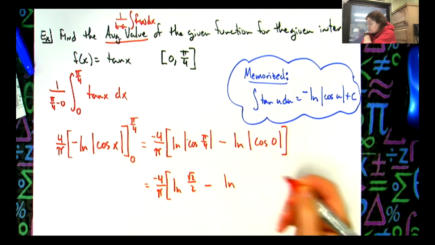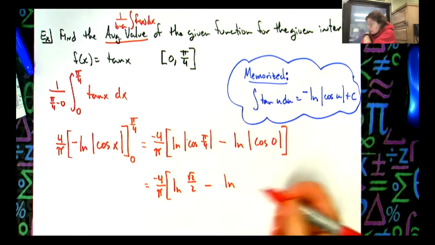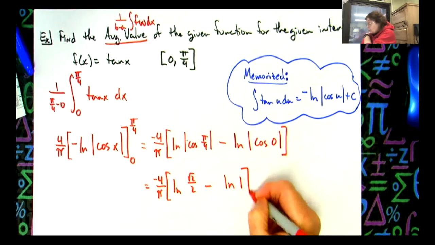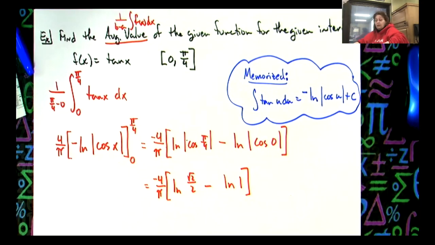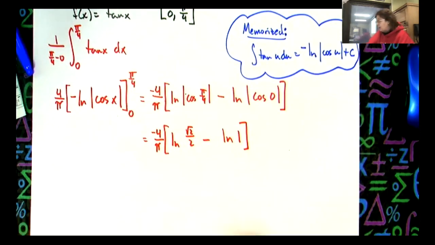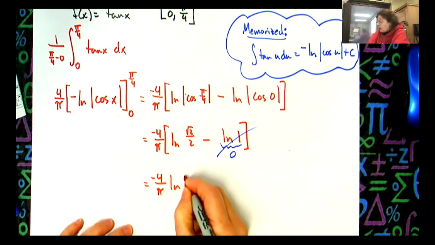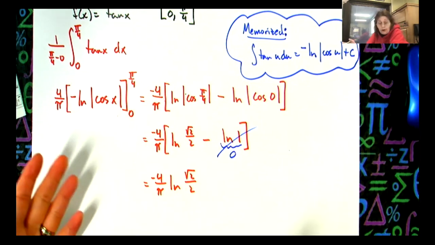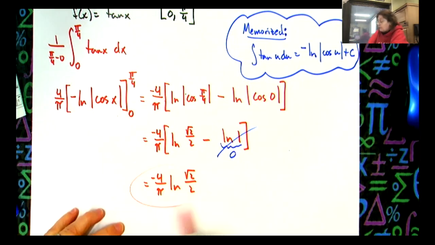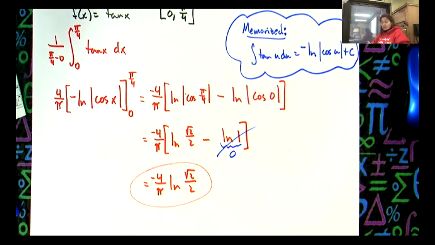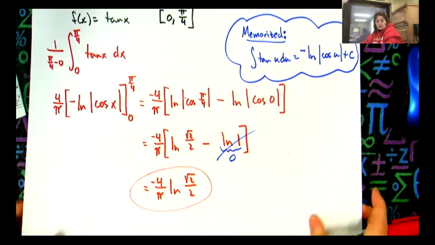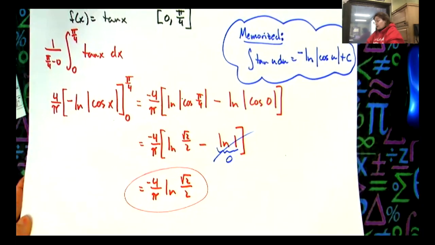So I've got natural log, absolute value of 1, which is just 1, so I'm going to go ahead and drop the absolute value bars. We just did it in the last problem: natural log of 1 is 0, so that basically falls out. Then I'm going to have negative 4 over pi times the natural log of radical 2 over 2. If I wanted, I could go to a decimal approximation, but if not, that would be sufficient, because all it said was find the average value.